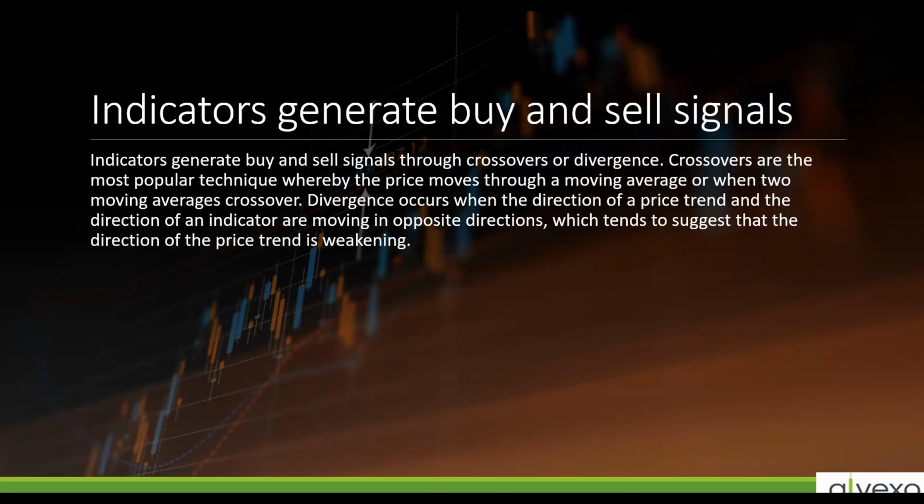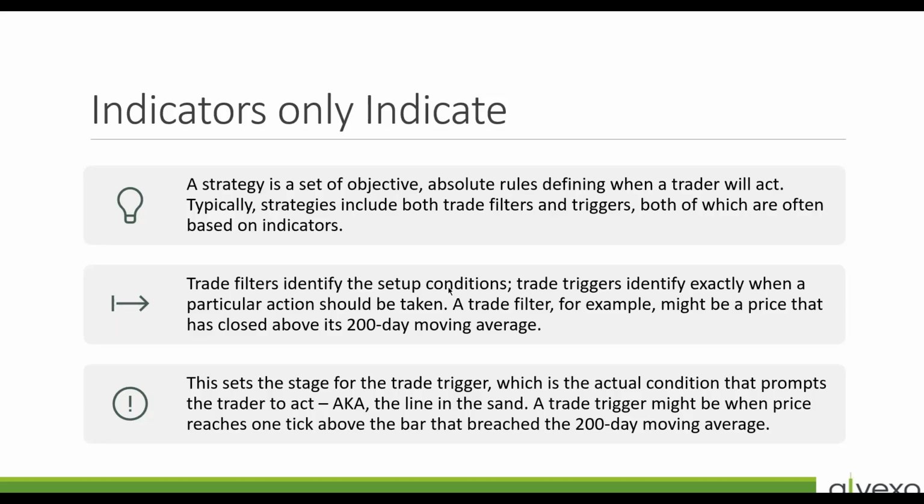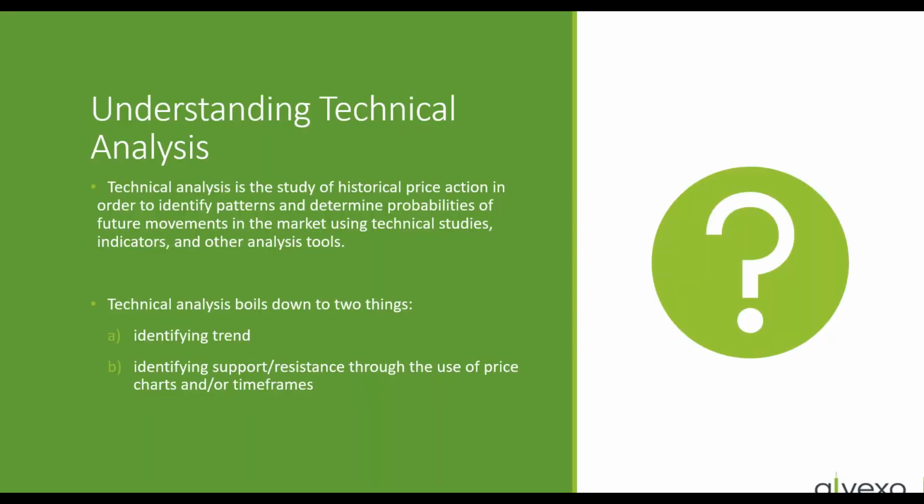And keep in mind, indicators don't tell you to buy or sell. They generate signals. They give you alerts. Indicators only indicate. So understand that technical analysis is the study of historical price action in order to identify patterns and determine probabilities of future movements in the market using technical studies, indicators, and other tools. Technical analysis boils down to 2 things: identifying trends and identifying support and resistance through the use of price charts and time frames.